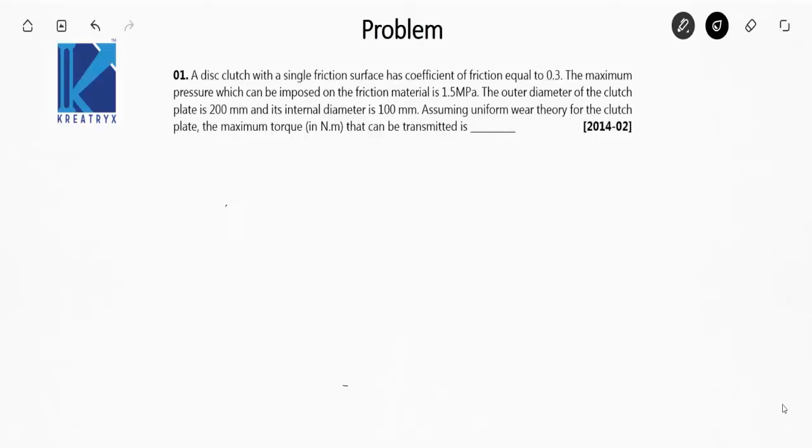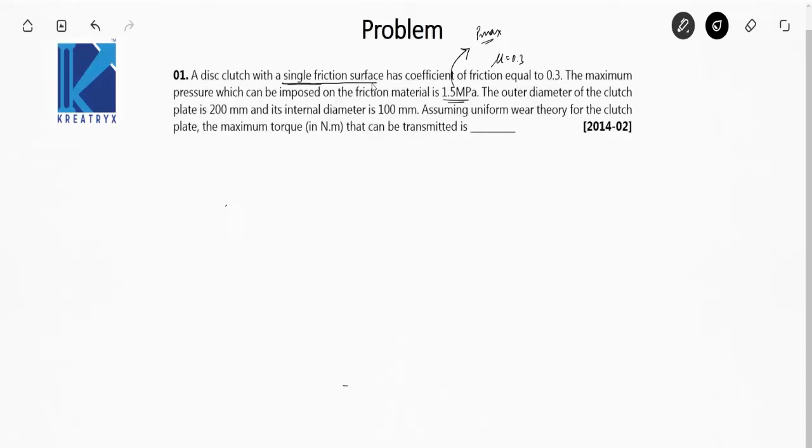Let's solve some previous year GATE problems from the topic brakes, springs and gears. A disc clutch with a single friction surface has a coefficient of friction mu equal to 0.3. The maximum pressure which can be imposed on the friction material is 1.5 megapascal. So this is the maximum pressure that can be imposed on the friction material.